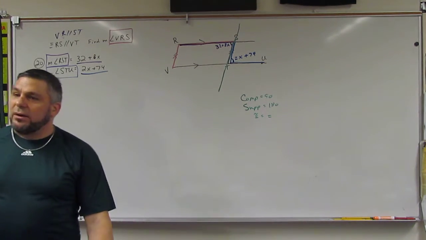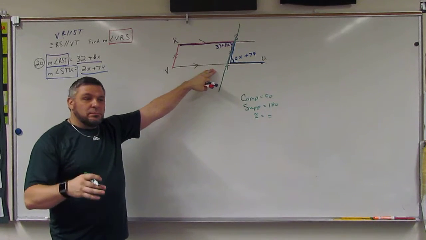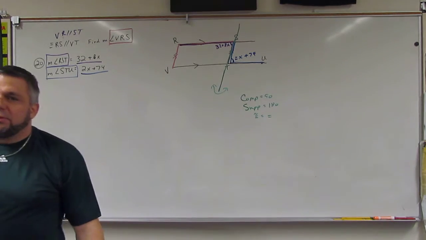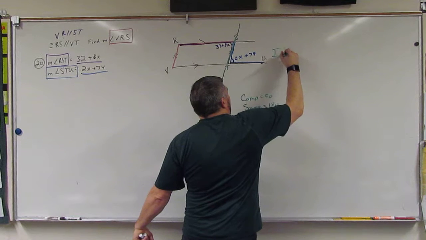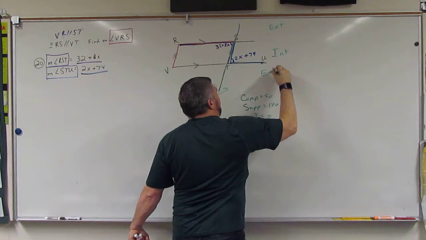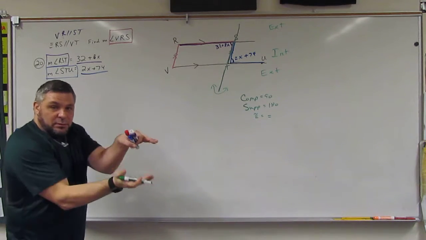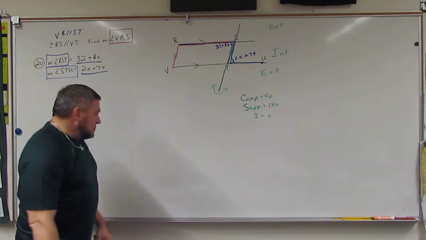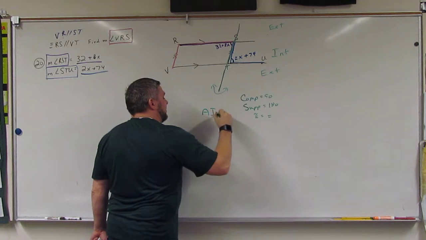Okay? Now, are they alternating? Do they alternate from side to side on the transversal? Yes. Are they both interior? Are they both exterior? Or are they one exterior, one interior? So they're both interior and they alternate. So what would we call that? Alternating interior angles. So we know that they're alternating interior angles.